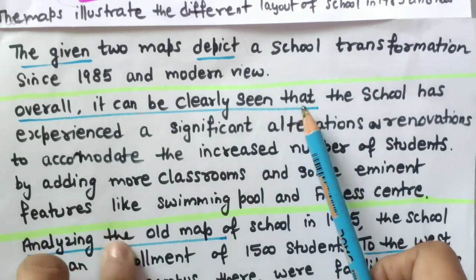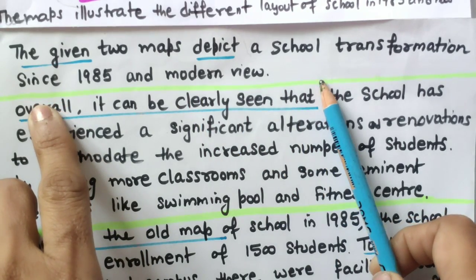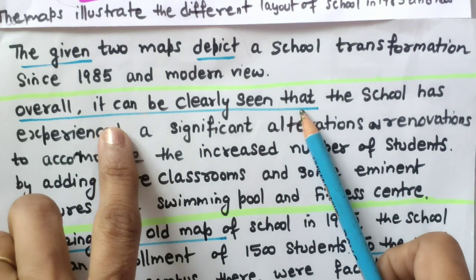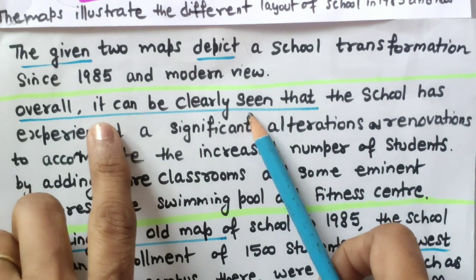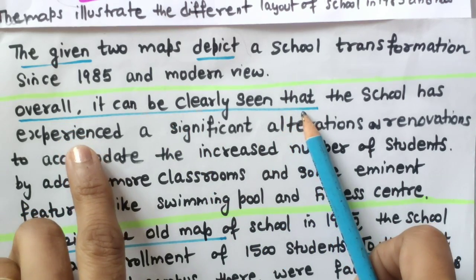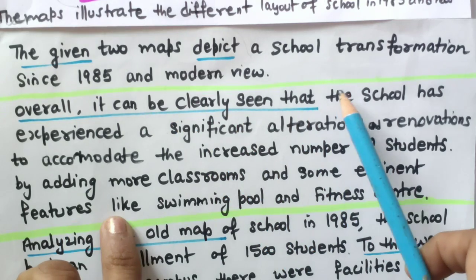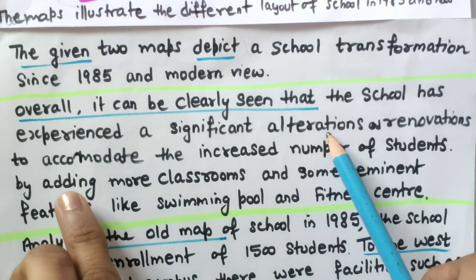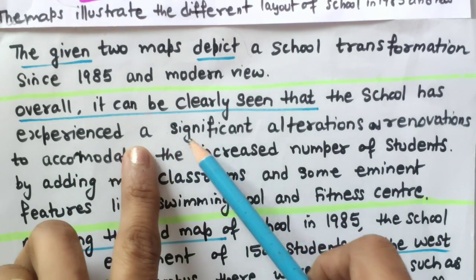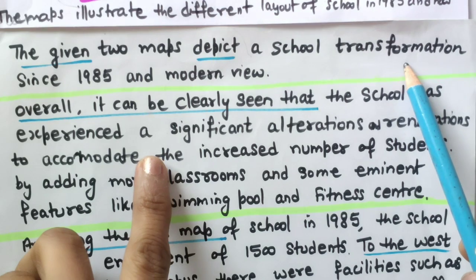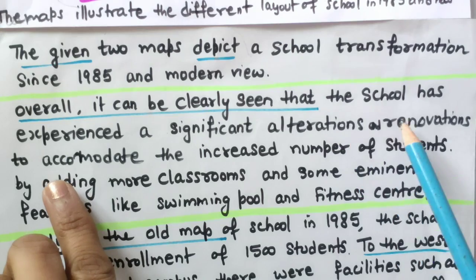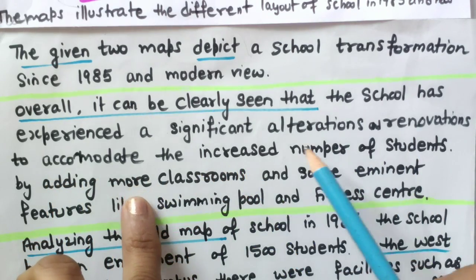Overall it can be clearly seen that, so this is the partition of paragraphs, the green line and the blue line, means you have to use these words in your map activities also. That's more important. So there are ready-made things, learn it, it will be useful in scoring high bands. Overall it can be clearly seen that the school has experienced significant alterations and renovation, and to accommodate. I had already used 'experienced a significant transformation', that's why I am using a different word here. Significant alterations and renovations to accommodate the increased number of students.